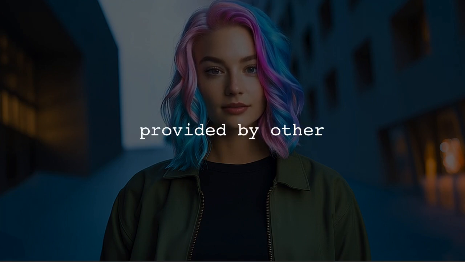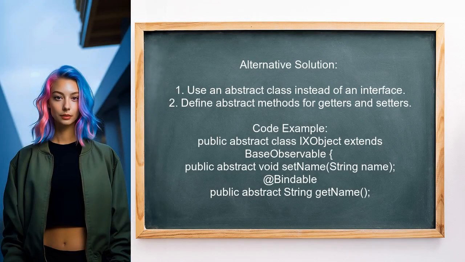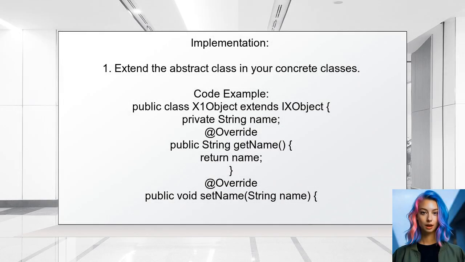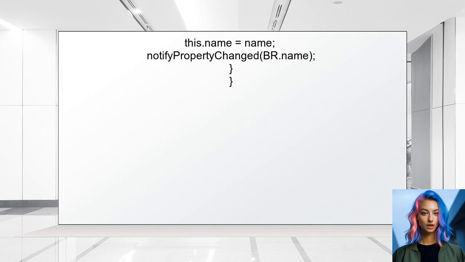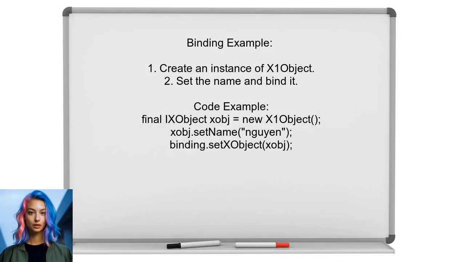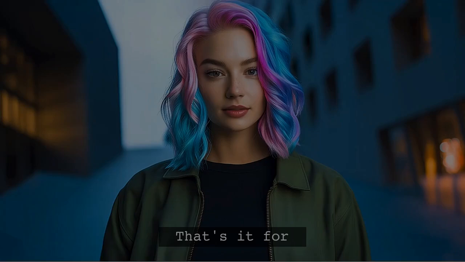Now, let's look at the answers provided by other users. An alternative approach suggested by another user is to use an abstract class instead of an interface. They propose creating an abstract class that extends base observable and includes abstract methods for setting and getting the name. Then you can implement this abstract class in your concrete classes, like X1 object, which will provide the actual implementation for the methods. Finally, you can create an instance of your concrete class, set the name, and bind it to your layout as before. That's it for that response.